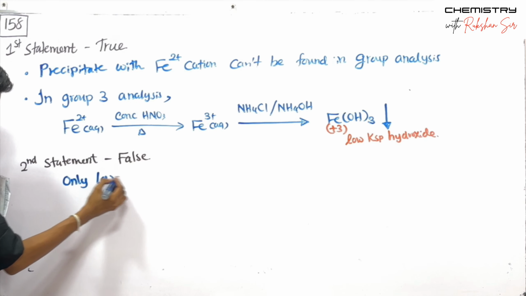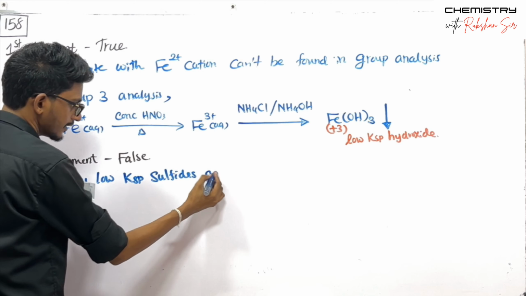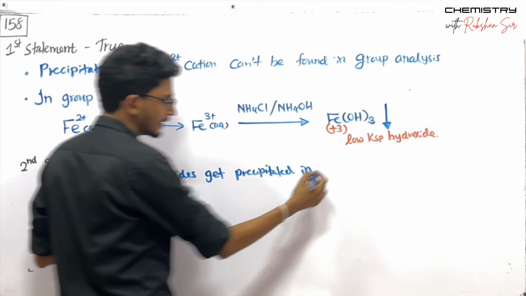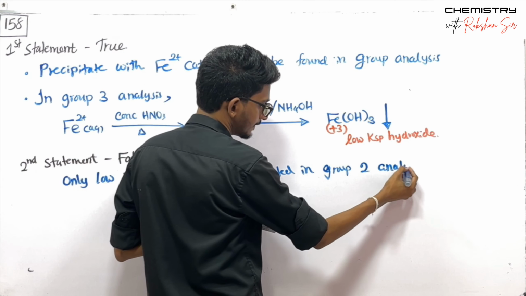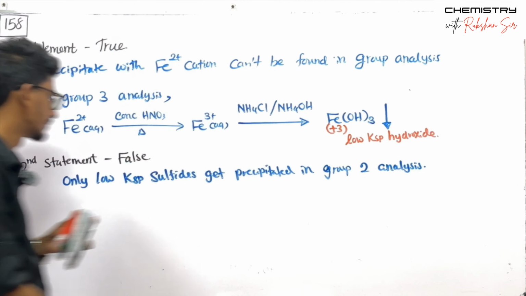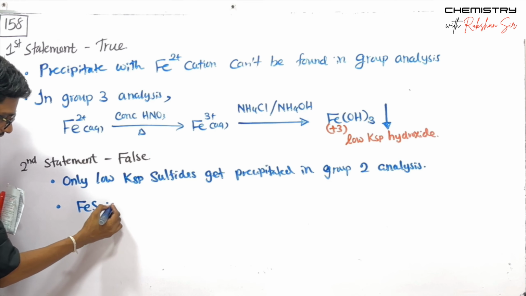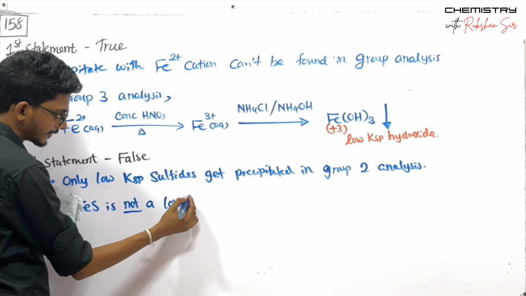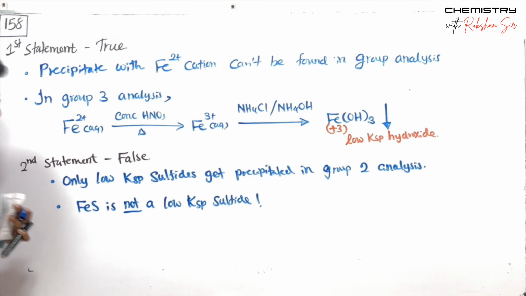Only low Ksp sulfides get precipitated in group analysis, group 2, right? So if FeS is not a low Ksp sulfide, it won't get precipitated, right? So that is the situation there, right?